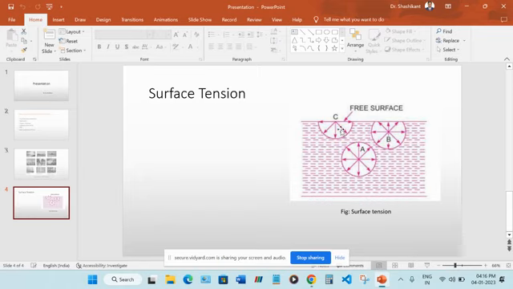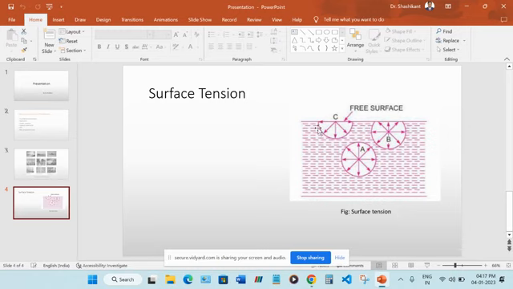In the same way, consider another molecule C, which is at the interface. Definitely, we have a net inward force because more molecules are present on the downward side, and therefore the resultant force is downward. On the upper side, there is no cohesive force. The force on the top side exists due to the adhesive force, meaning the air exerts an adhesive force onto the liquid.